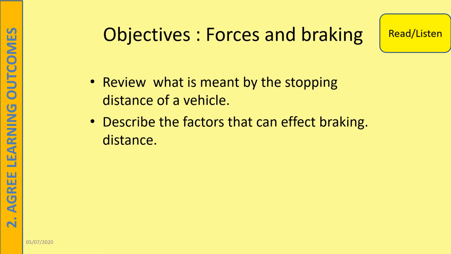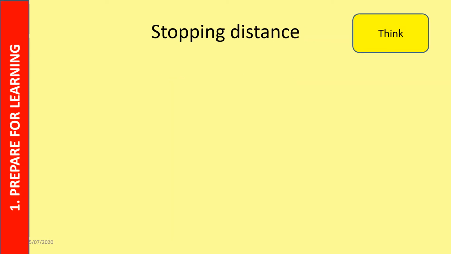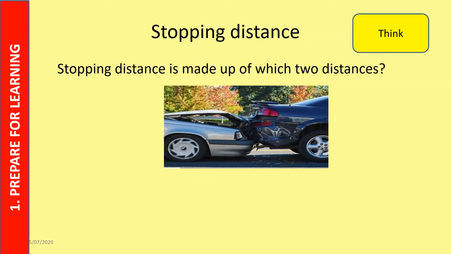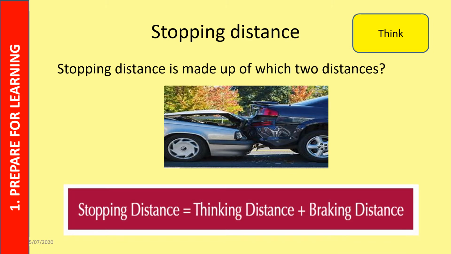During this lesson, we're going to review what we mean by the stopping distance of a vehicle, and then we're going to move on to describe the factors that can affect braking distance. Hopefully, from the last lesson, you'll remember that the stopping distance of a vehicle is made up of two distances. Stop the recording here and see if you can remember what they are. Hopefully you'll have remembered that the stopping distance is made up of the thinking distance plus the braking distance.